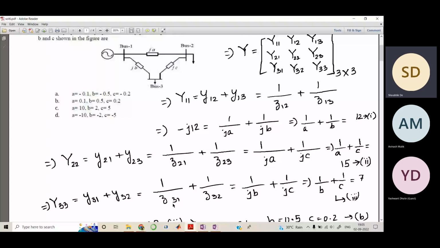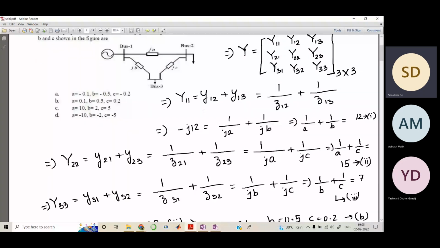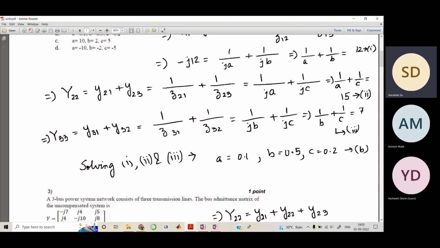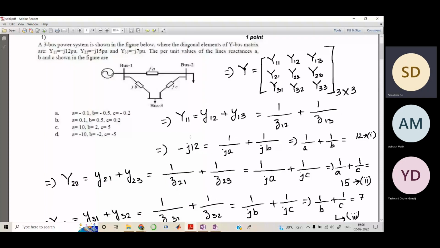So we have three unknowns A, B, C, and we have three equations, equation 1, 2, and 3. They have told us to determine the reactance values A, B, and C. If you solve these three equations, it comes out that A is 0.1, B is 0.5, and C is 0.2, which is your option number B. So this was a pretty simple problem, I hope, provided you know what is the bus admittance matrix, provided you have gone through the videos pertaining to this assignment.